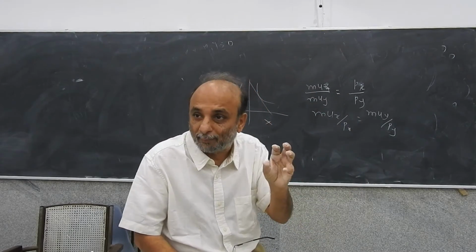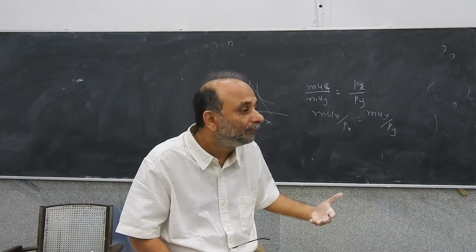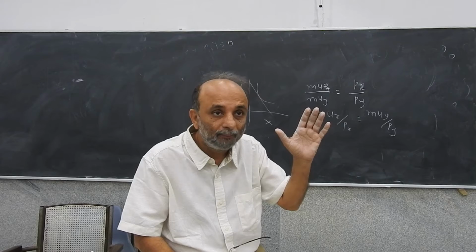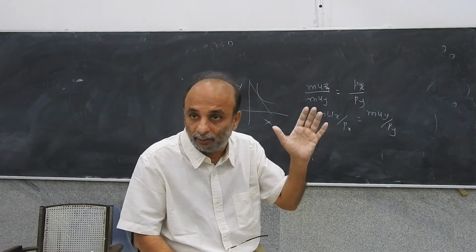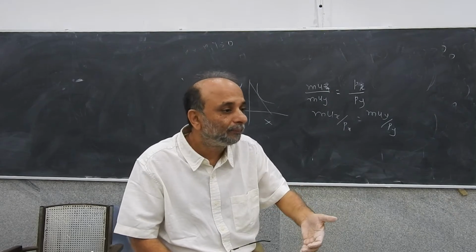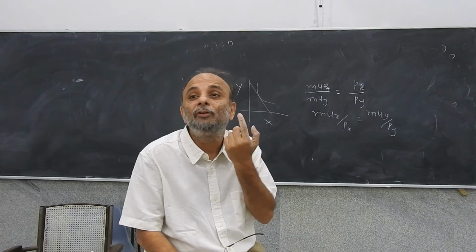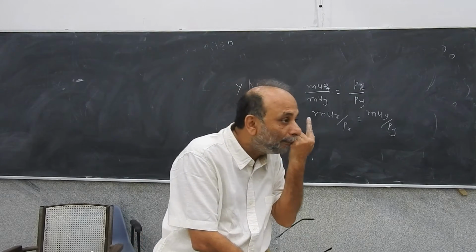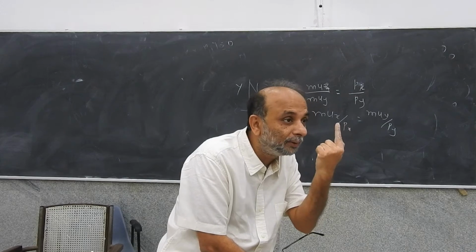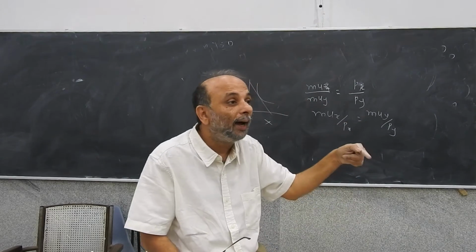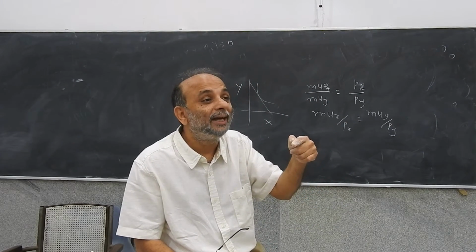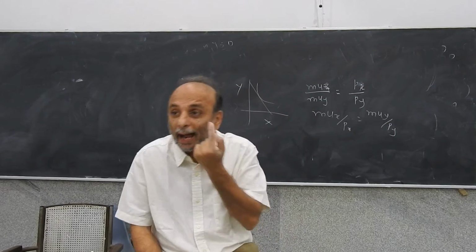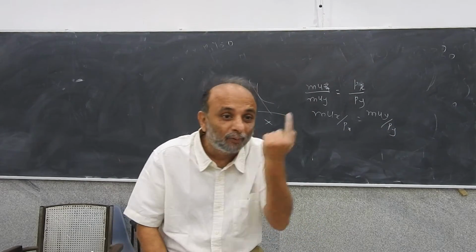If PY is the price of apples, what is 1 upon PY? If apples are 100 rupees a kilo, 1 upon PY is 1 upon 100. That is the amount of apples you can buy for 1 rupee. So 1 upon PY is the apples you can buy for an additional 1 rupee. MUY is the utility you get from those apples. So MUY upon PY is the additional utility you get from spending your 1 rupee on apples.